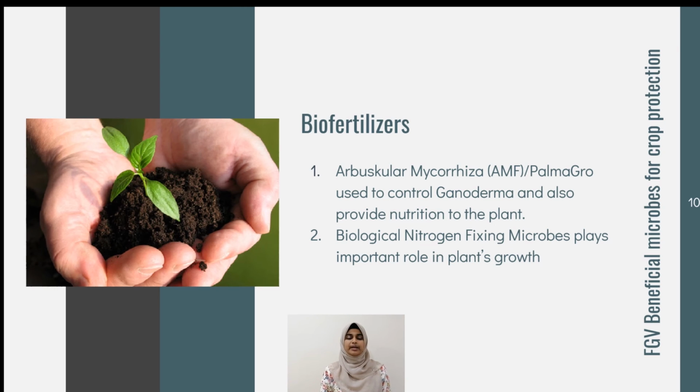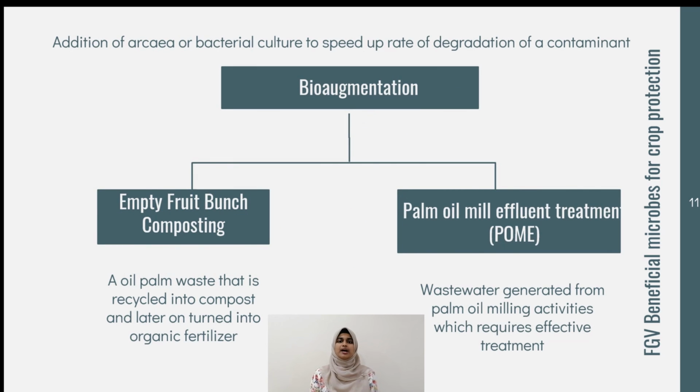Biological nitrogen fixing microbes play an important role in plant growth, as they help to improve the soil biological activities and remove certain plant pathogens. They have also established bioaugmentation using beneficial microbes through their R&D initiative. Bioaugmentation is addition of archaea or bacteria culture to speed up the rate of degradation of a contaminant. Bioaugmentation is used to compost empty fruit bunch of palm oil, where the oil palm waste is regulated into compost and then turned into organic fertilizer. This can increase the crop productivity and improve soil health.